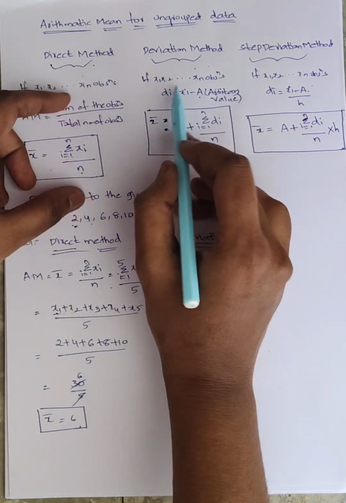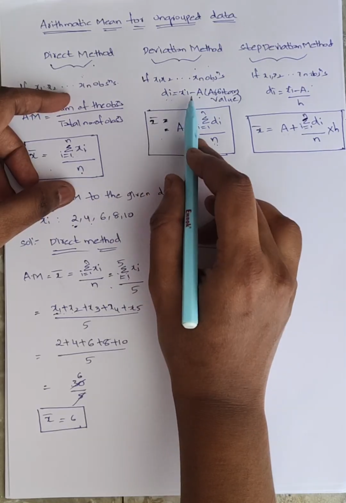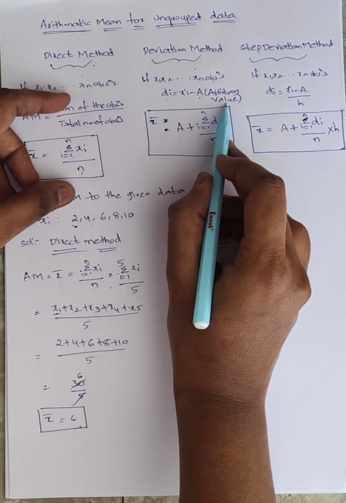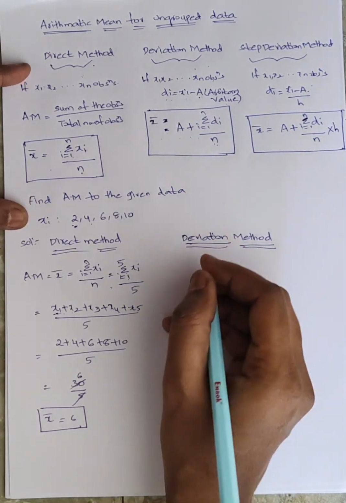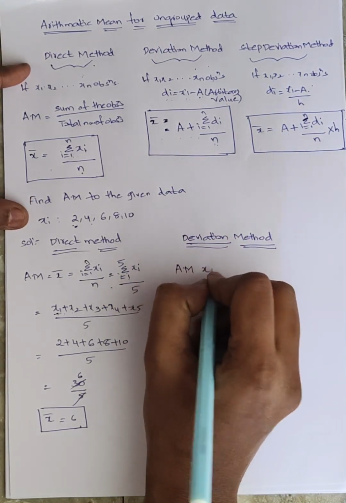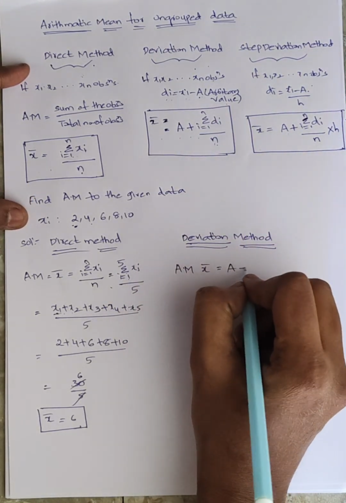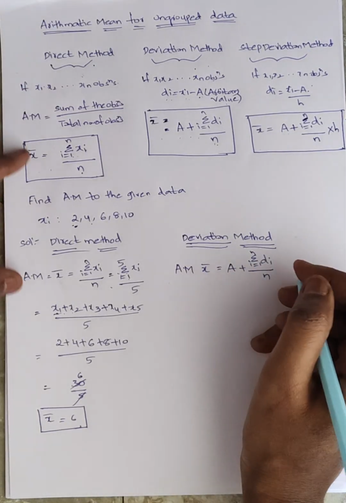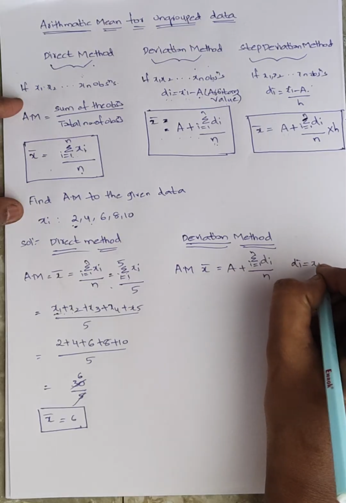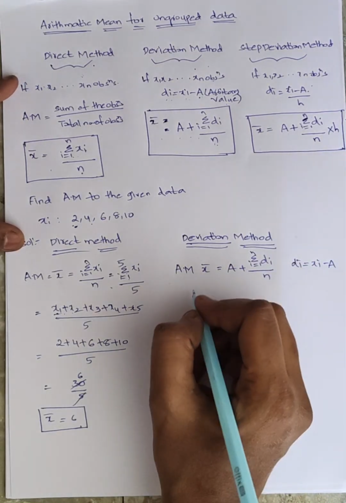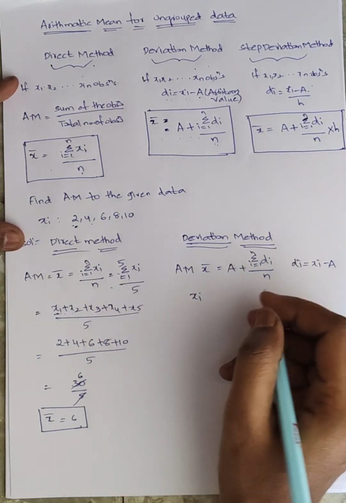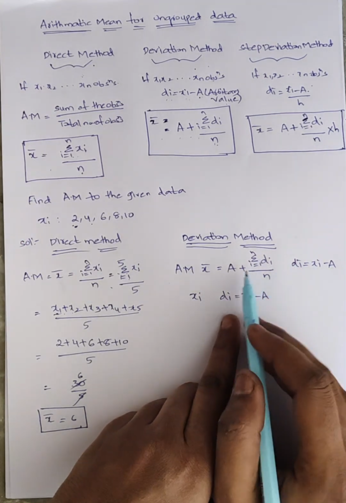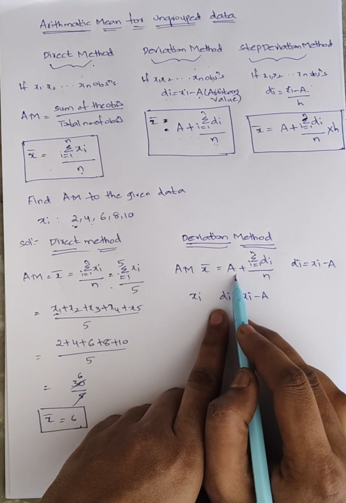Now here we have observations and we have to take di is equal to xi minus a. Xi's are nothing but observations, a is nothing but any arbitrary value. So arithmetic mean x bar is equal to a plus sigma i is equal to 1 to n di by n. Here di is nothing but xi minus a. Let's take xi and di is equal to xi minus a. If you observe carefully, a is nothing but any arbitrary value.